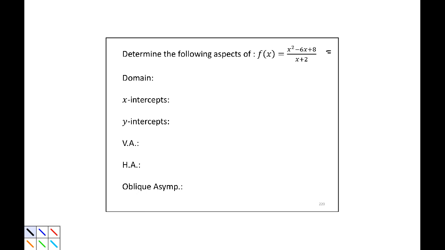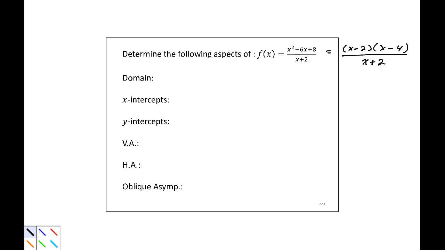The numerator is x squared minus 6x plus 8, which should factor as x minus 2 times x minus 4, and all that is divided by x plus 2. All right, that'll tell us a few things. So the denominator will be 0 if x is equal to negative 2.